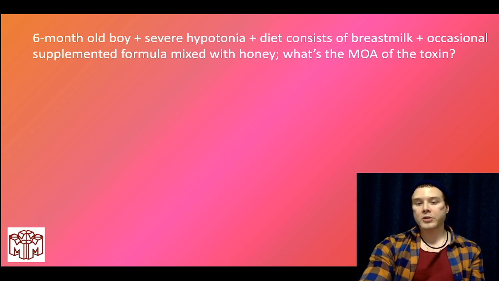6-month-old boy, severe hypotonia. Diet consists of breast milk plus occasional supplemented formula mixed with honey. What's the mechanism of action of the toxin here? So we are going to have Clostridium botulinum, and this is acquired via spores in honey. Botulinum toxin will prevent the presynaptic release of acetylcholine, okay? Not to be confused with tetanus, which prevents the presynaptic release of GABA and glycine.